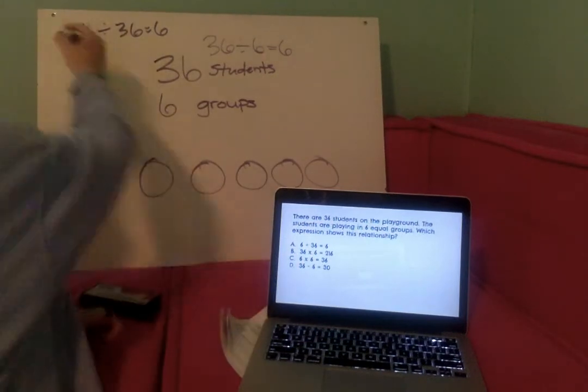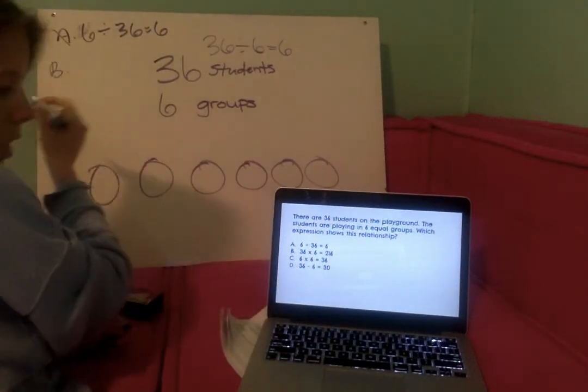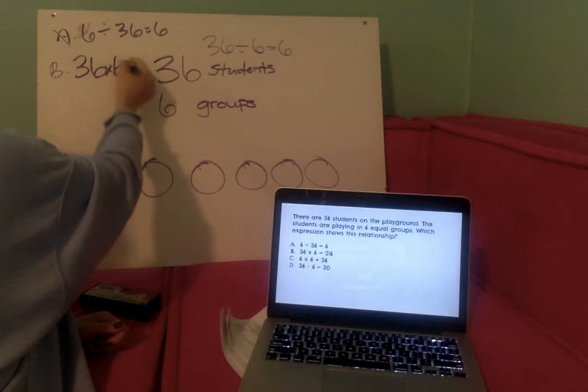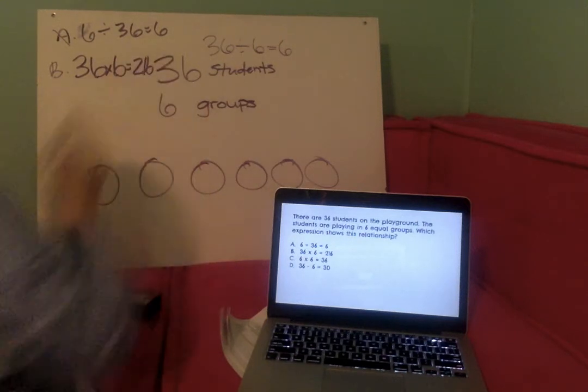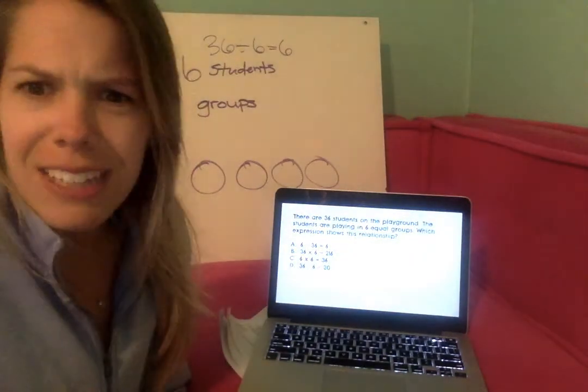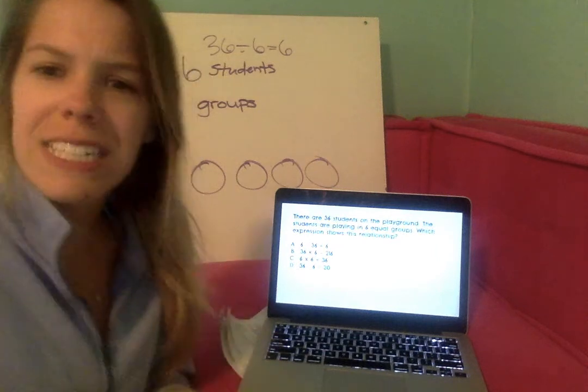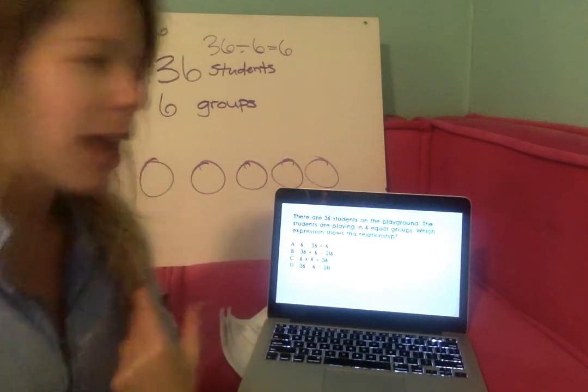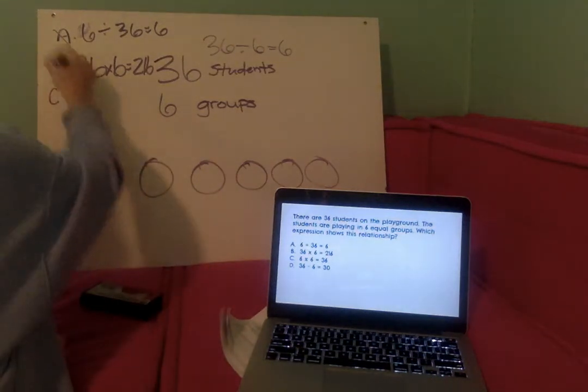So A, no. B, we have 36 times 6 equals 216. Is that what we're looking for? We're trying to see how many are in each group, not 216. That can't be right. So I'm going to mark it out.